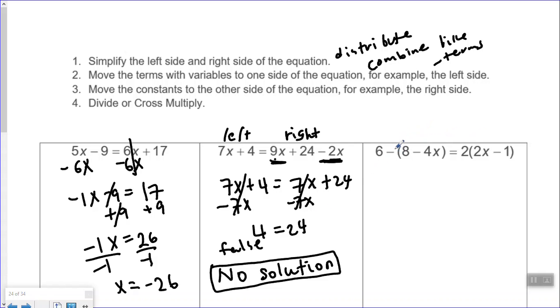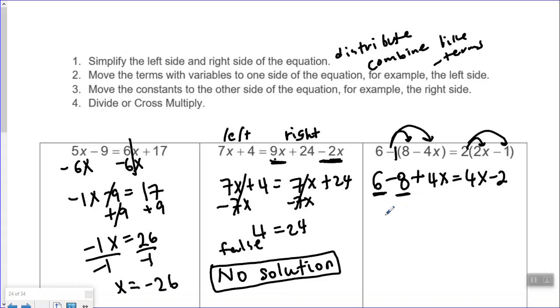If we have a negative before the parentheses, think of it as negative 1. Distribute negative 1 to each term. So I'm going to bring down 6, and negative 1 times 8 is negative 8. Negative 1 times negative 4, negative times negative becomes a positive 4x. Equals 2 times 2x is 4x, 2 minus 1 is negative 2. So you can combine like terms. 6 minus 8 is negative 2 plus 4x equals 4x minus 2, and subtract 4x on each side.